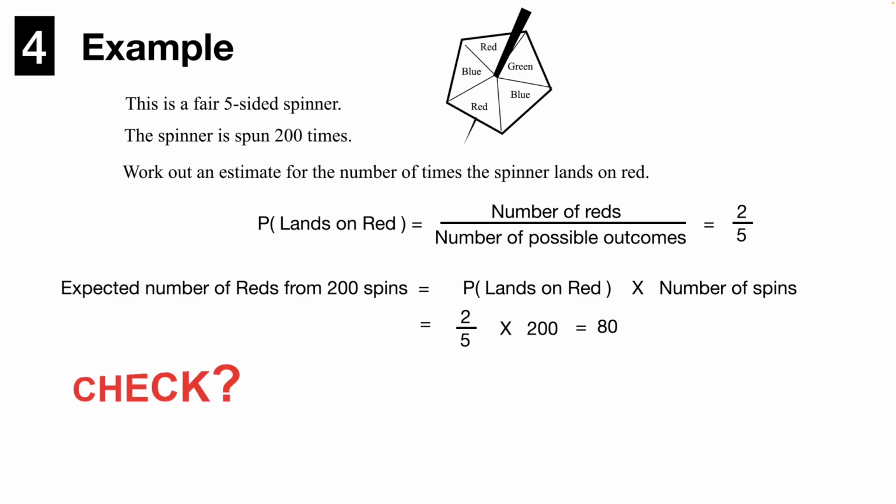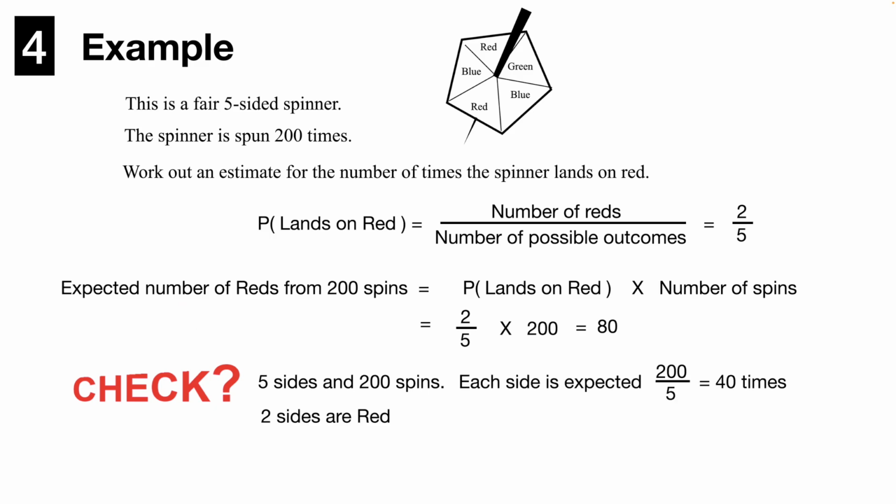There's a sort of logical check here that if you're spinning it 200 times and you've got 5 sides, you'd expect every side to come up 40 times. That's 200 divided by 5. But 2 of the sides are red, so you'd expect red to come up 80 times.